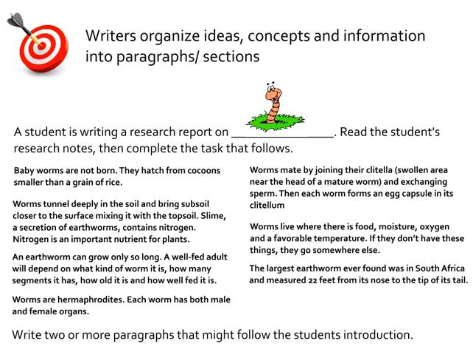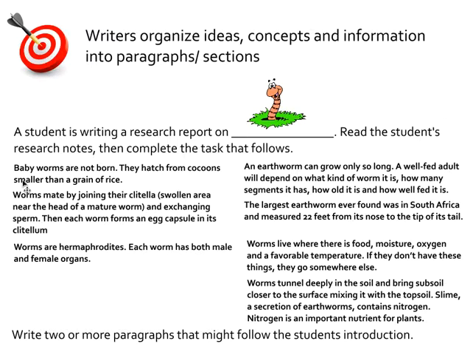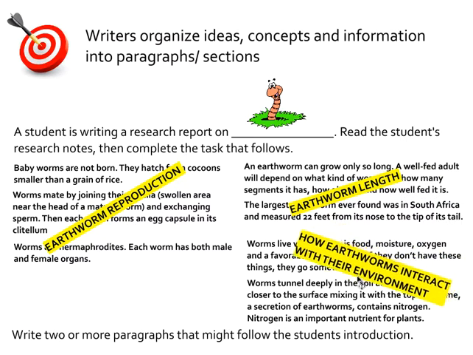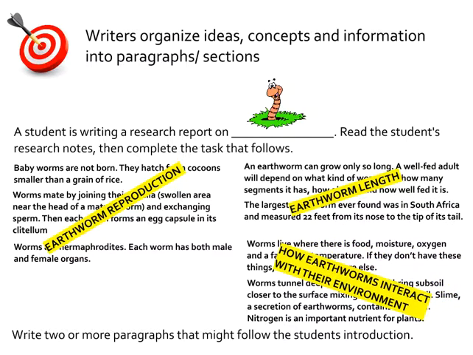So what do they want you to do? What they want you to do with this question is they want you to read through the facts. They want you to notice patterns among the facts and then group the facts into paragraphs or sections. So I've actually done this. I've grouped these 3 facts together because they're all about earthworm reproduction. I've grouped these 2 facts together because they're about how long an earthworm can grow. And I've grouped these 2 facts together because they're all about how earthworms interact with their environment. They're about how earthworms take from their environment and then give back to their environment.